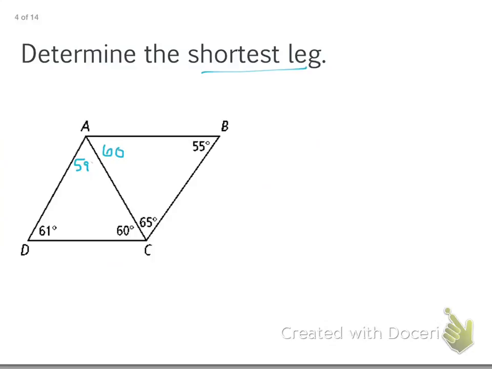If we're finding the shortest leg out of the whole thing, let's find the smallest angle. Well, 55 is, so you would think AC would be the shortest leg. The problem is it also sits across from 61, which automatically cancels it out from being the shortest. So we bump up to the next shortest, which is 59 degrees here. It's the next smallest angle, and it sits across from DC or CD. So that would be my smallest side out of the entire figure, because the other one got canceled because it sits across from the 61 degrees.